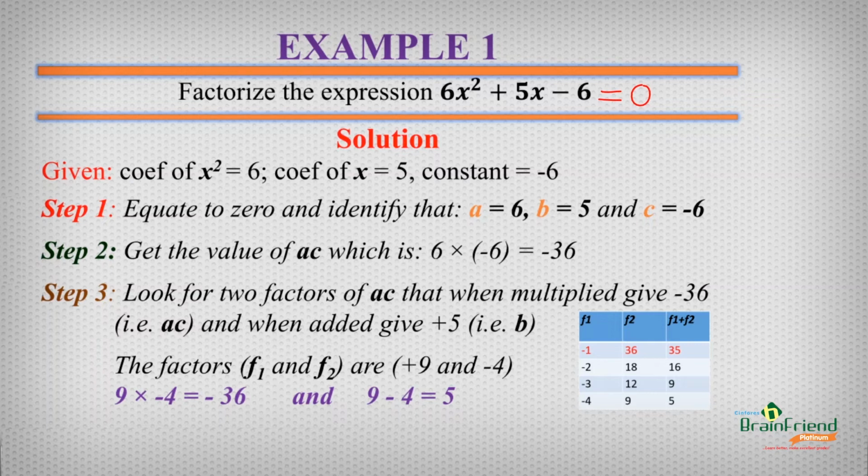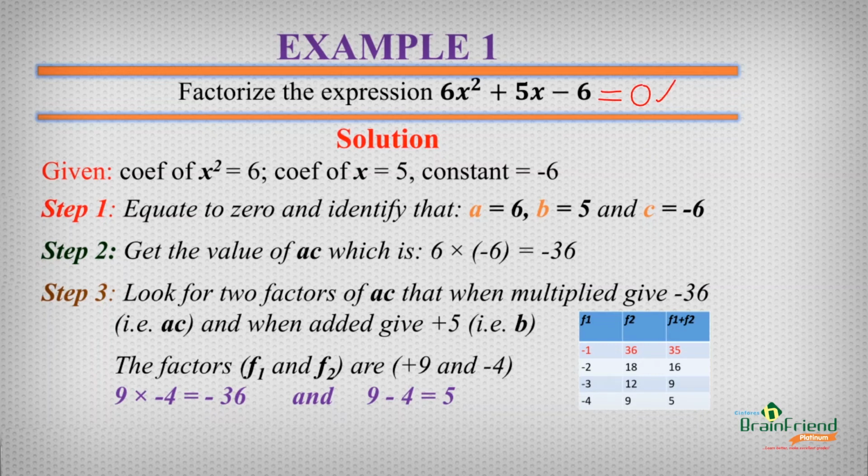Next thing we need to do is to pick out the things that were given to us. Normally we just write "given." That is, from the equation or expression, the things we are about to state were given to us. We were given the coefficient of x squared to be 6 and the coefficient of x to be 5, while the constant was given to us as -6. So our first step is to equate the expression to 0 and identify that a is equal to 6, b is equal to 5, and then c is equal to -6. Please take note, the equating to 0 has been done already here.